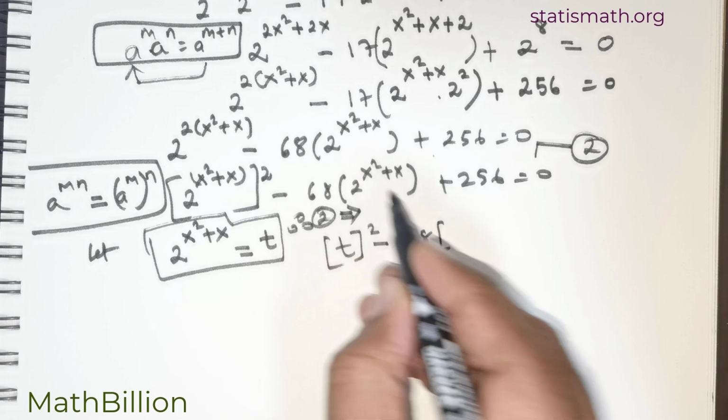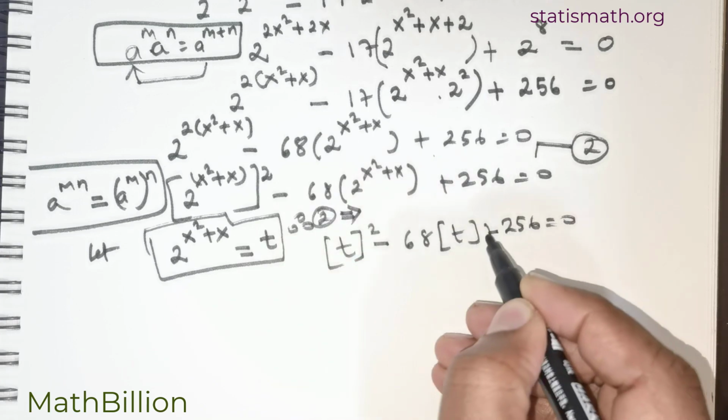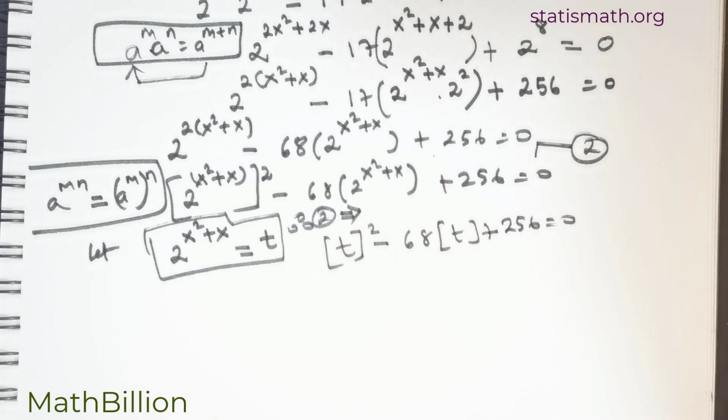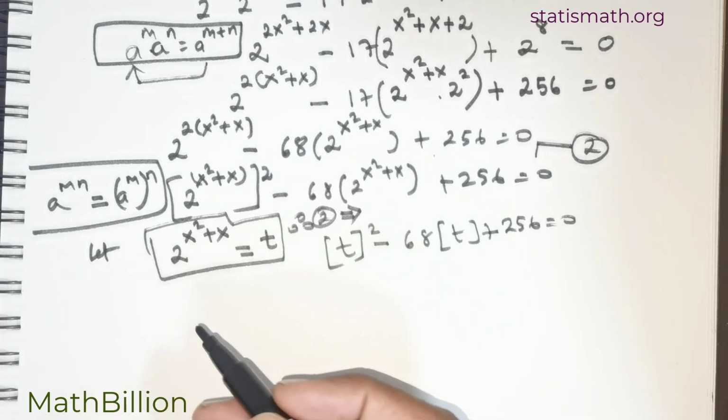This is going to be t squared minus 68t plus 256 equal to 0. Okay, so we got a quadratic system. Now we need to solve this. The question is, how are we going to solve it? Applying the quadratic formula, that's it.